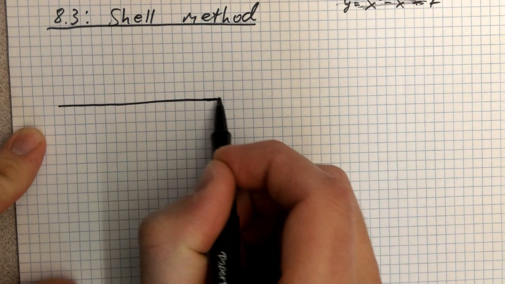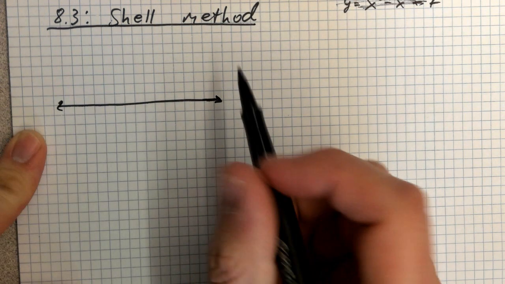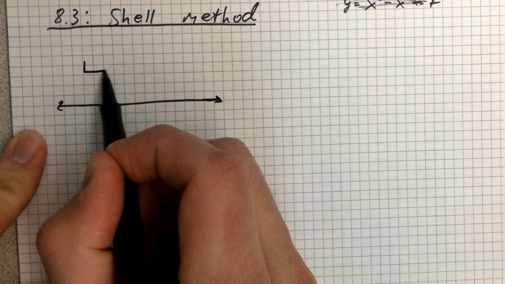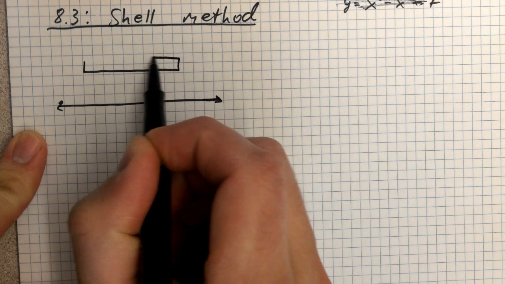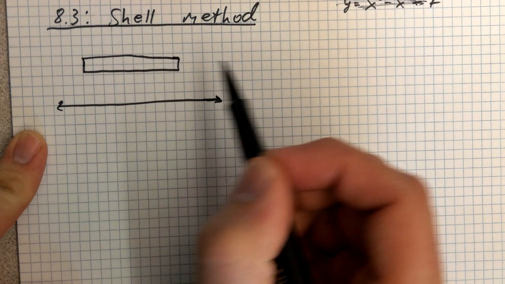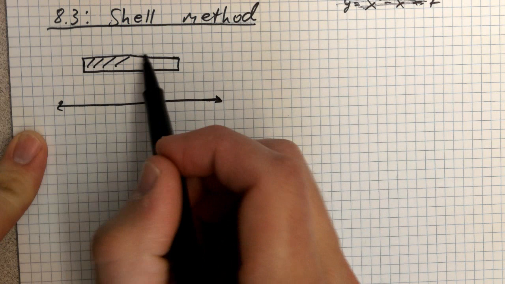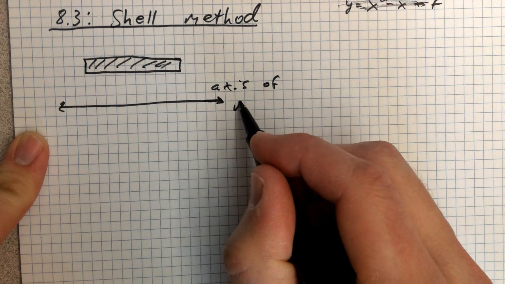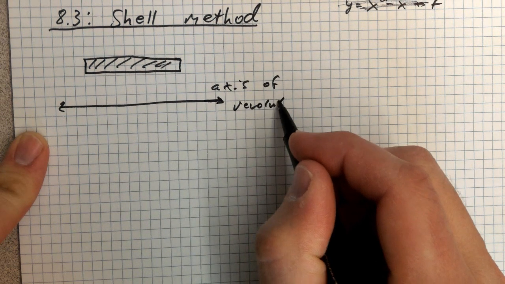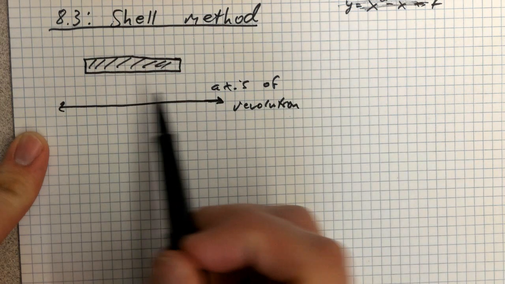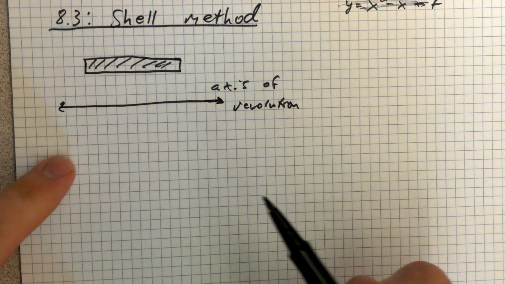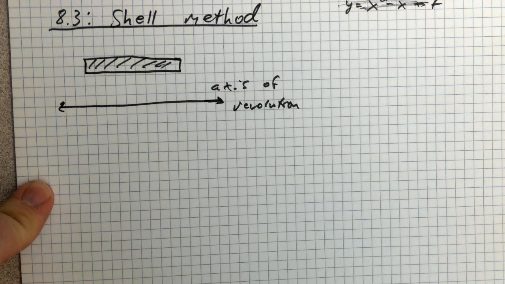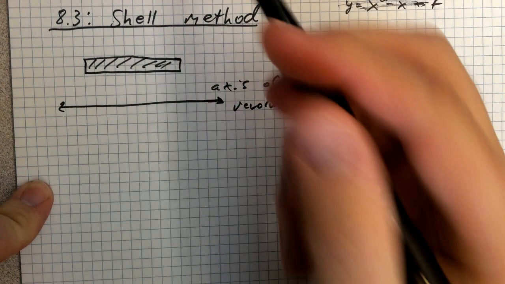The shell method will be used in situations when the rectangle, the cross-section, is parallel to the axis of revolution, okay? So here's our axis of revolution. If it's parallel to it, then that's when we will end up using the shell method, okay? And we're going to set this up.